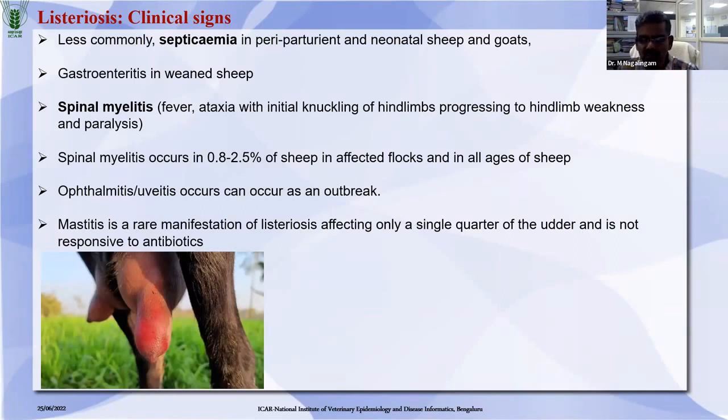Ophthalmitis and uveitis can also occur in the outbreak. And one more sign by which Listeria expresses is mastitis. Of course, it is a rare phenomenon, but it also expresses, and mostly it occurs in a single quarter only, and most probably it will not respond to antibiotics.